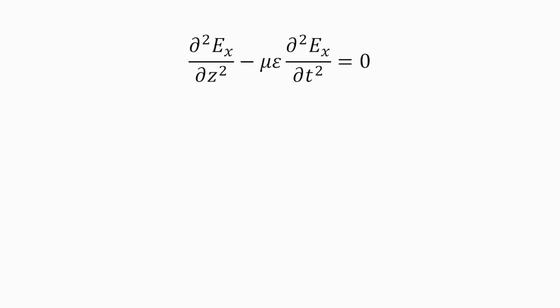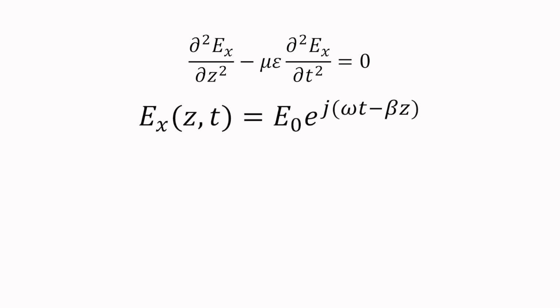The general solution of E sub x as a function of position on the z-axis and time t is given by the amplitude E naught multiplied by the exponential of j times omega t minus beta z, where omega is the angular temporal frequency in radians per second, and it equals 2 pi times the temporal frequency f, because there are 2 pi radians in a full cycle. Because the frequency is the reciprocal of the temporal period t, we can also write it as omega equals 2 pi over t.